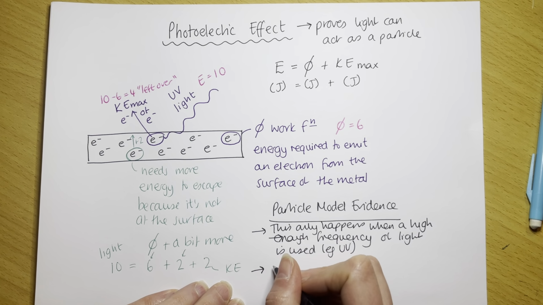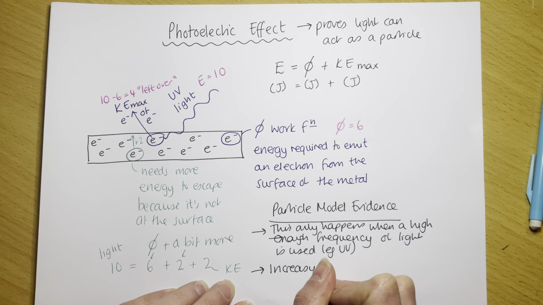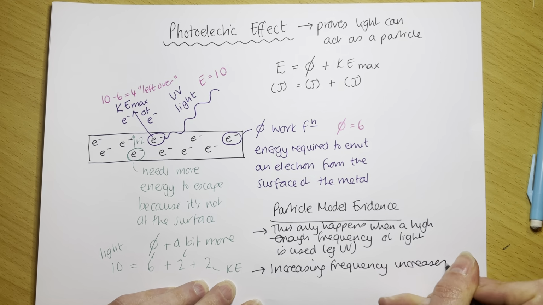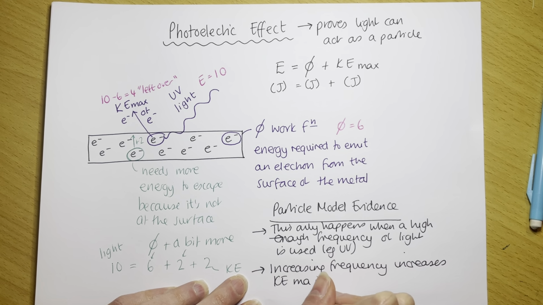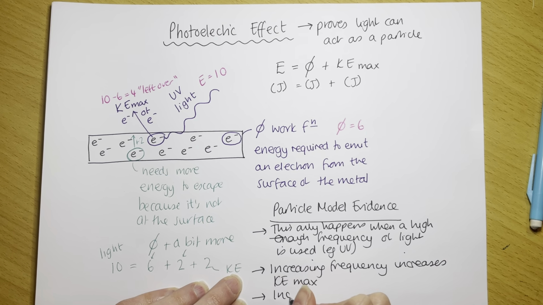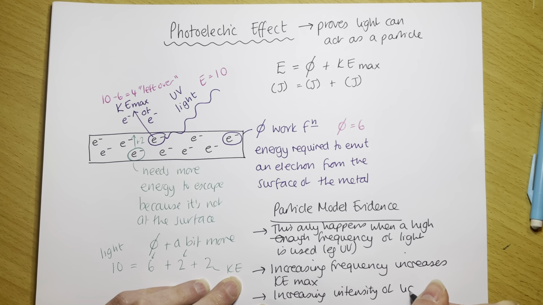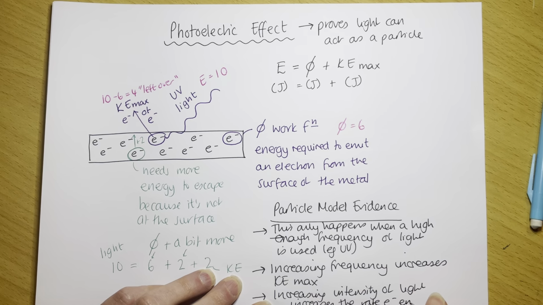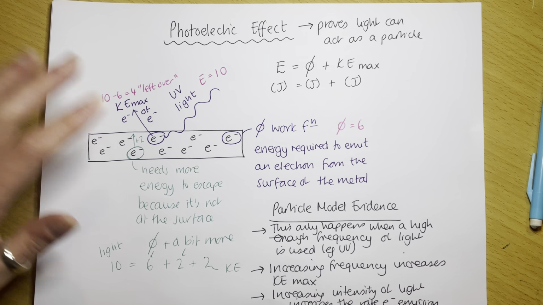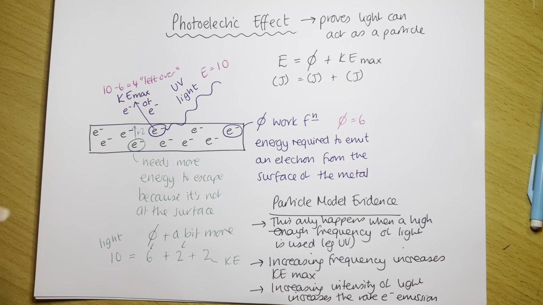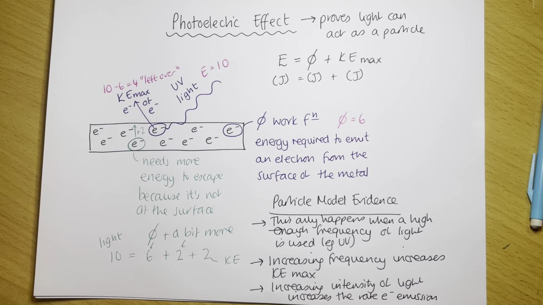And increasing the frequency of light increases the Ke max, and we'll talk about why that is in a moment. And we also find that increasing the intensity of light increases the rate of electron emission, if this light has a high enough frequency to emit electrons. If I used infrared light, nothing would happen.